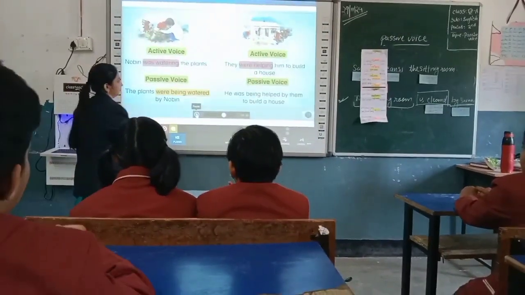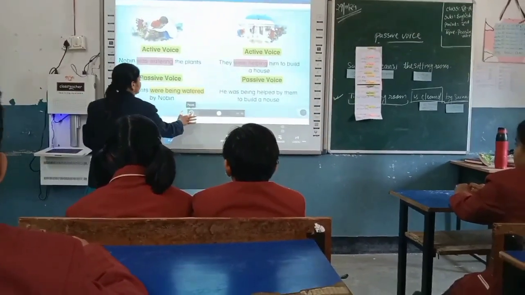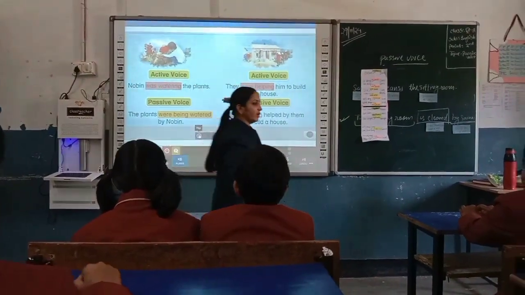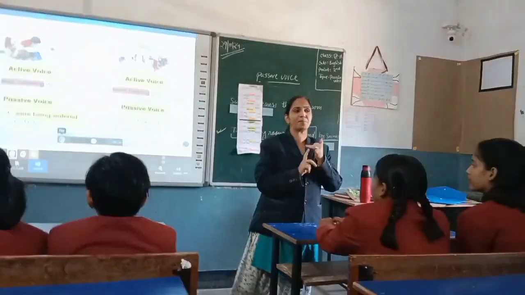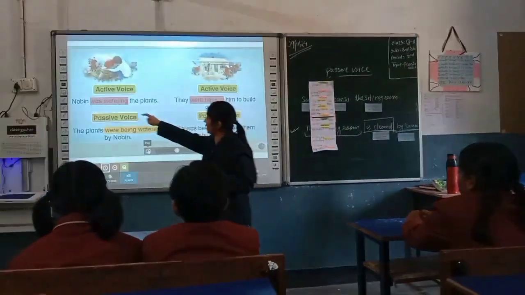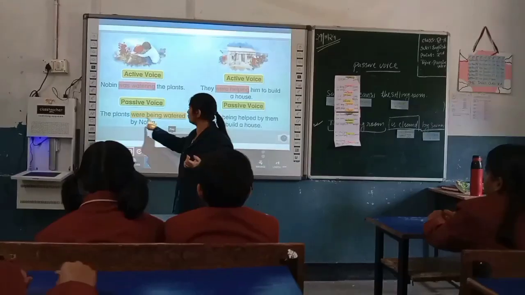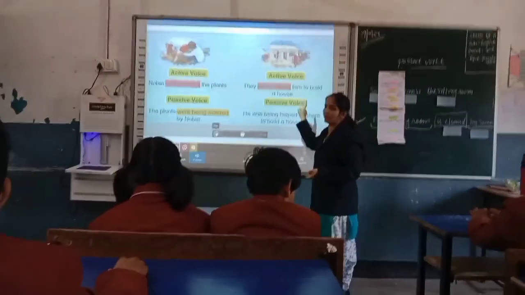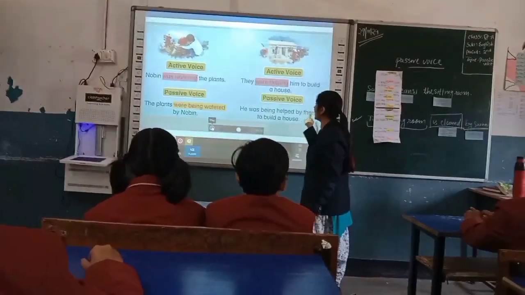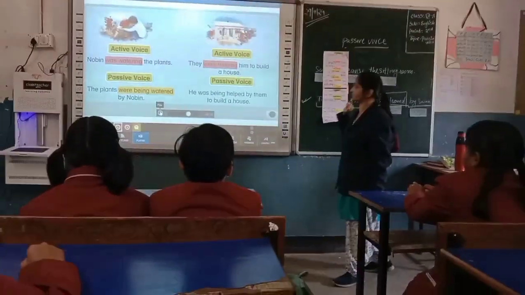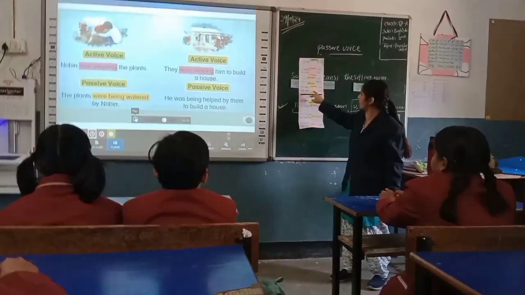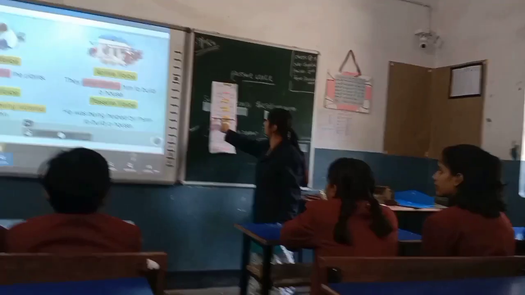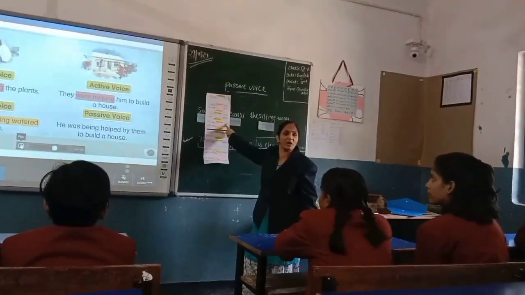The sentence, they were helping him to build a house, changes to, now see a few more examples according to the rule. These are sentences written in the past continuous tense. Naveen was watering the plants. The plants were being watered. Here, they were helping him to build a house. He was being helped by them to build a house. Again, you can see the same. Was or were becomes was being, were being, plus the V3 form of the verb.